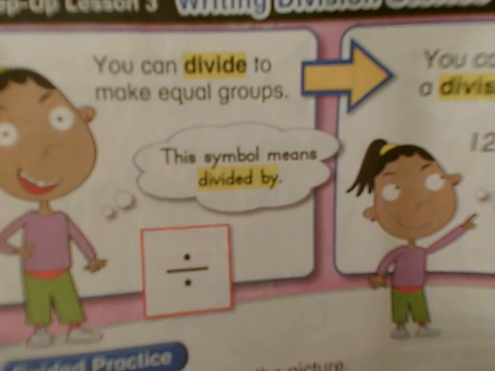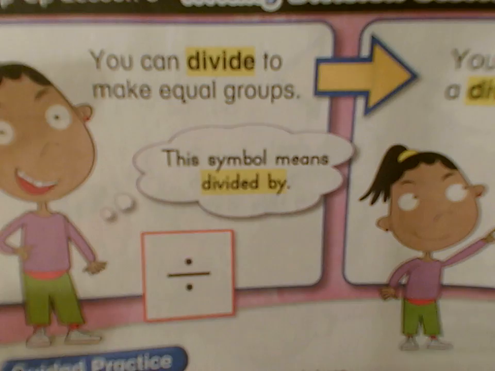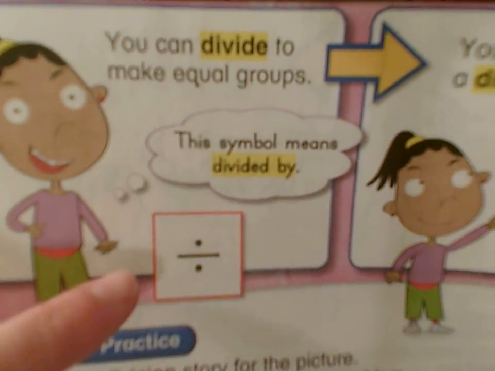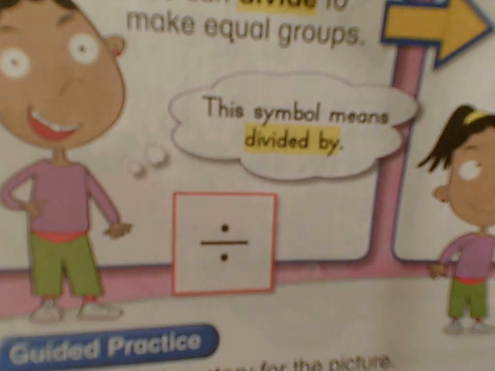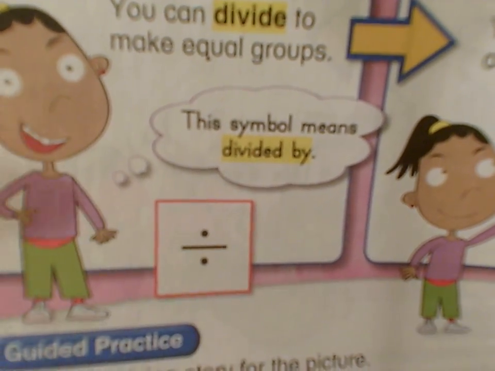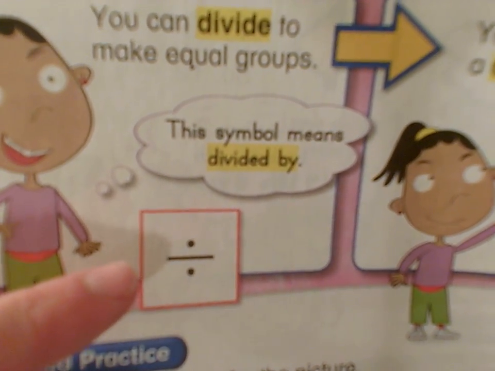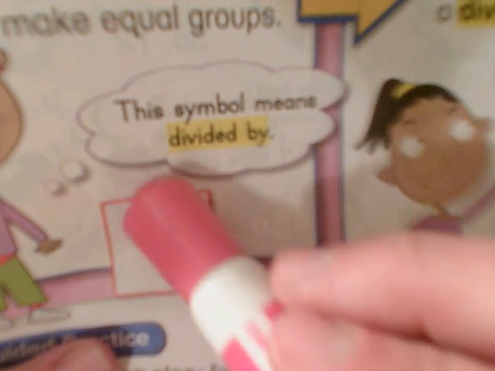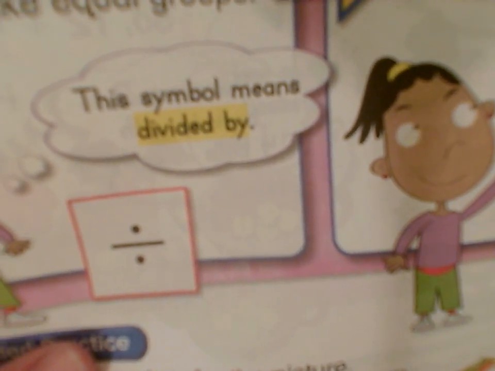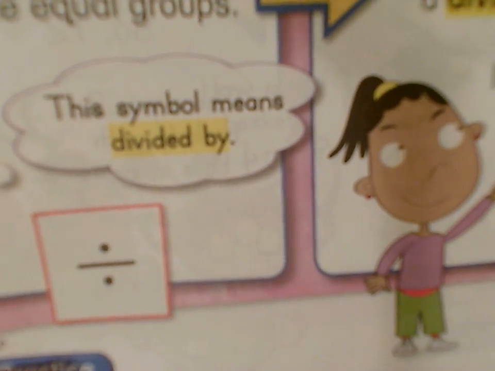Okay, so the packet actually does a really nice job. It says you can divide to make equal groups. So remember, this is the division symbol that we use to show that we're going to break up a big number into equal parts. It's a line with two little dots. If you turn it sideways, it kind of reminds me of two eyes looking back at me. So just make sure that you draw your line and two dots, one on each side, and there is your division sign or your symbol.